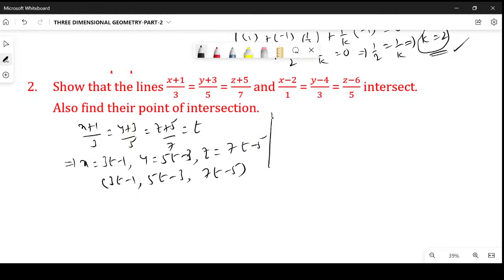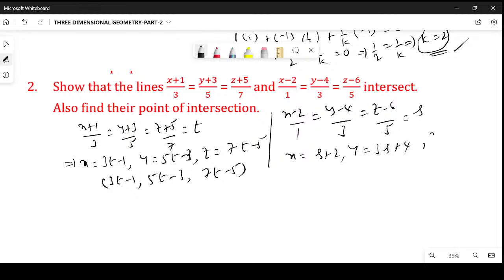Similarly, for the second line, (x-2)/1 = (y-4)/3 = (z-6)/5 = s. Taking s, the x value is s + 2, the y value is 3s + 4, and the z value is 5s + 6. So any point on this line can be taken as (s + 2, 3s + 4, 5s + 6). I have taken both the points.